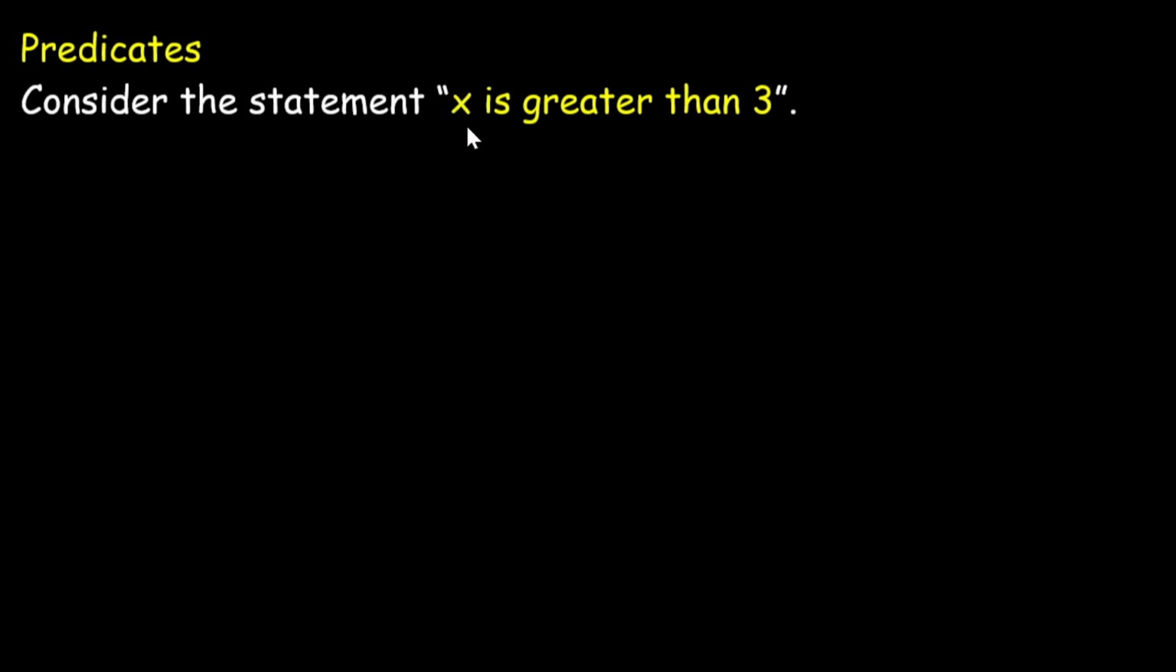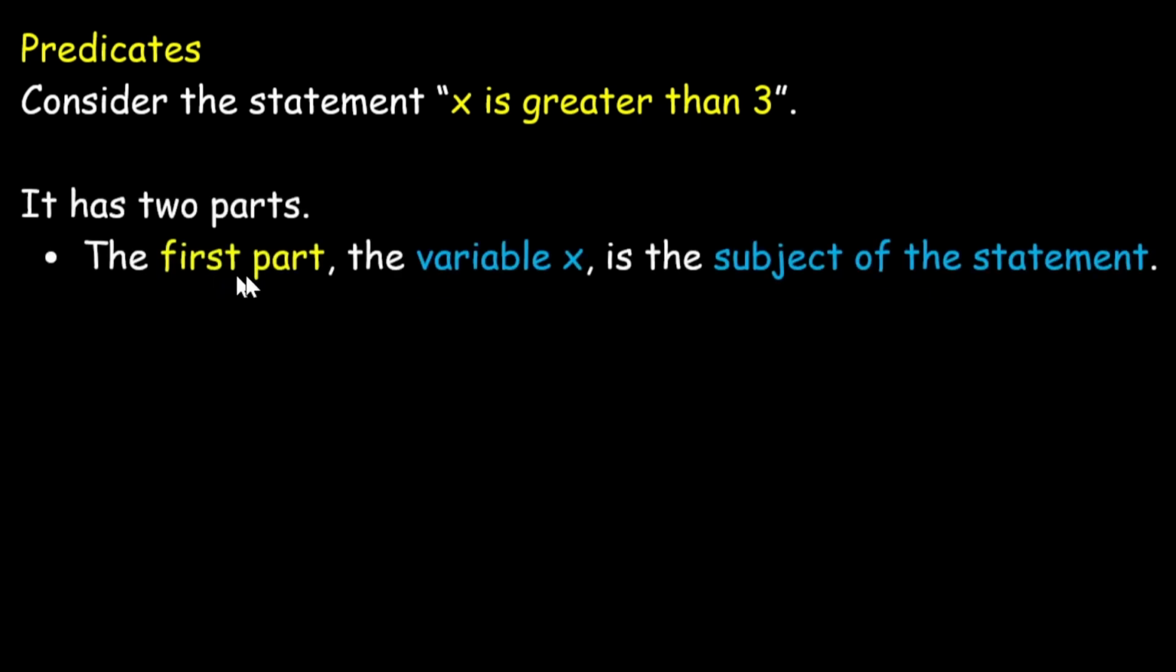If we take x as 4, clearly the statement is true. And if x is equal to 2, the statement is completely false. So this statement depends upon the value of x. So clearly this is not a proposition. Now if it is not a proposition, what type of statement is it? As per the statement, we have two parts. The first part is the variable x.